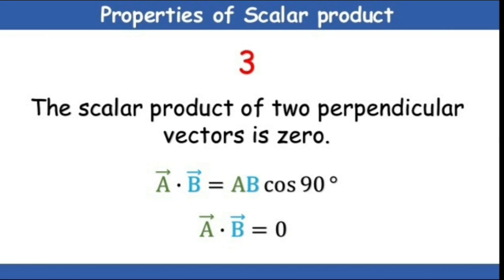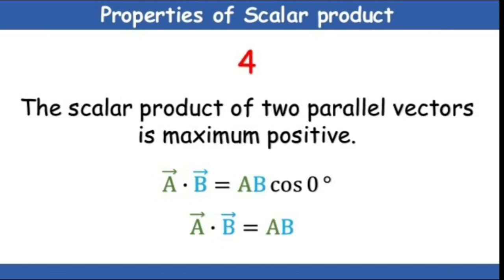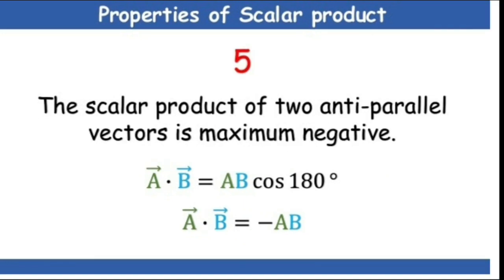Now coming to the fourth property, the scalar product of two parallel vectors is maximum positive. That means if the two vectors are parallel to each other, 0 is the angle between the two vectors. And cos 0 is 1 and A dot B becomes AB. So A dot B equal to AB cos theta, its maximum value is AB. So that is why it is written that it is maximum positive in the case of parallel vectors.